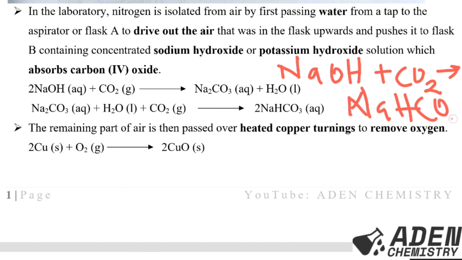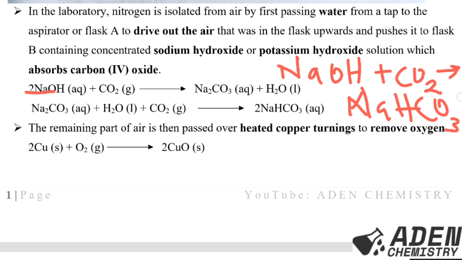Sodium hydrogen carbonate solution. That's the overall reaction. If you don't want to use sodium, you can use potassium. You can use potassium hydroxide reacting with carbon dioxide, giving us potassium carbonate and also water. Then the potassium carbonate and water formed will still react with more carbon dioxide to give us 2 moles of potassium hydrogen carbonate.